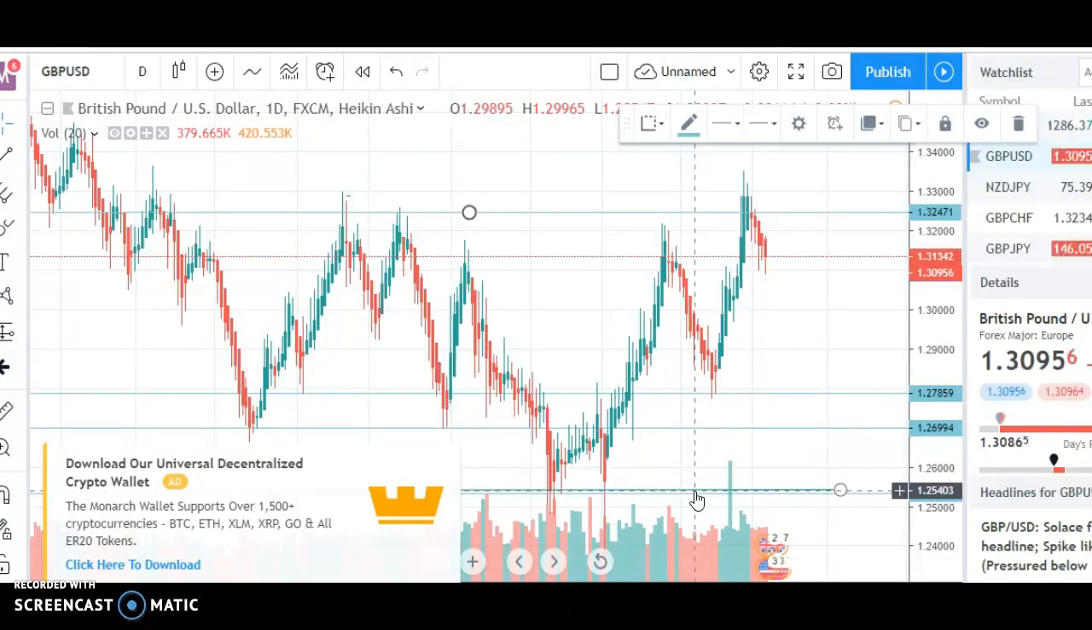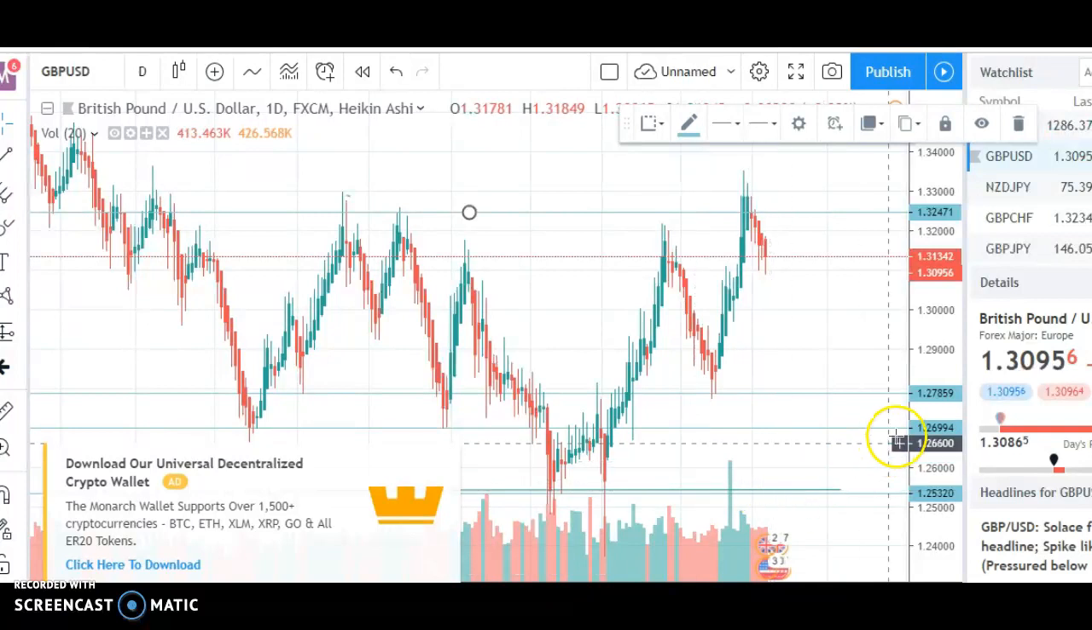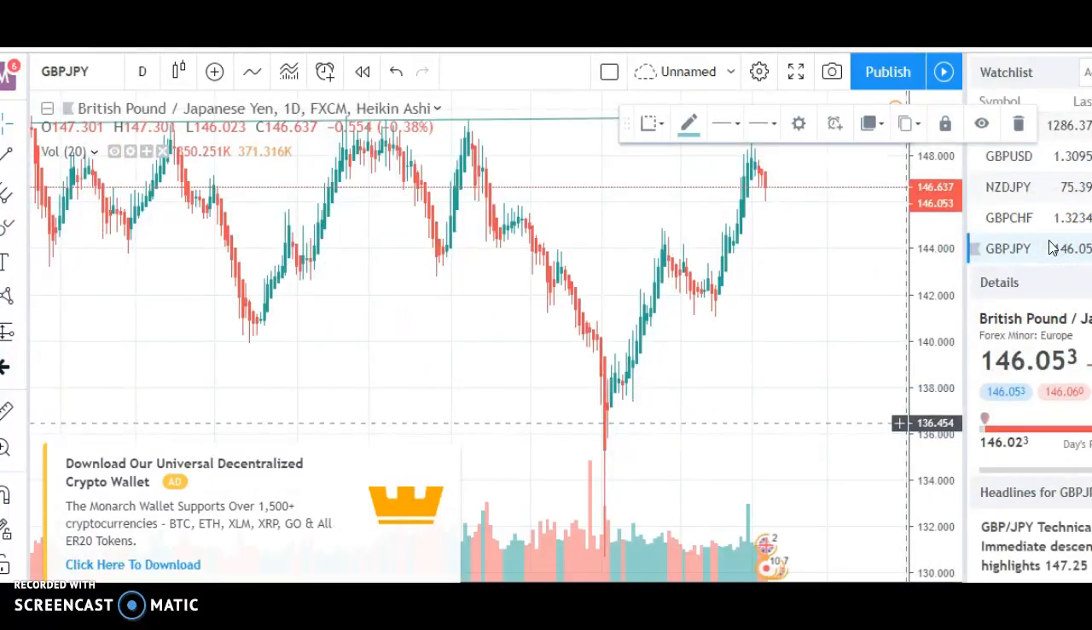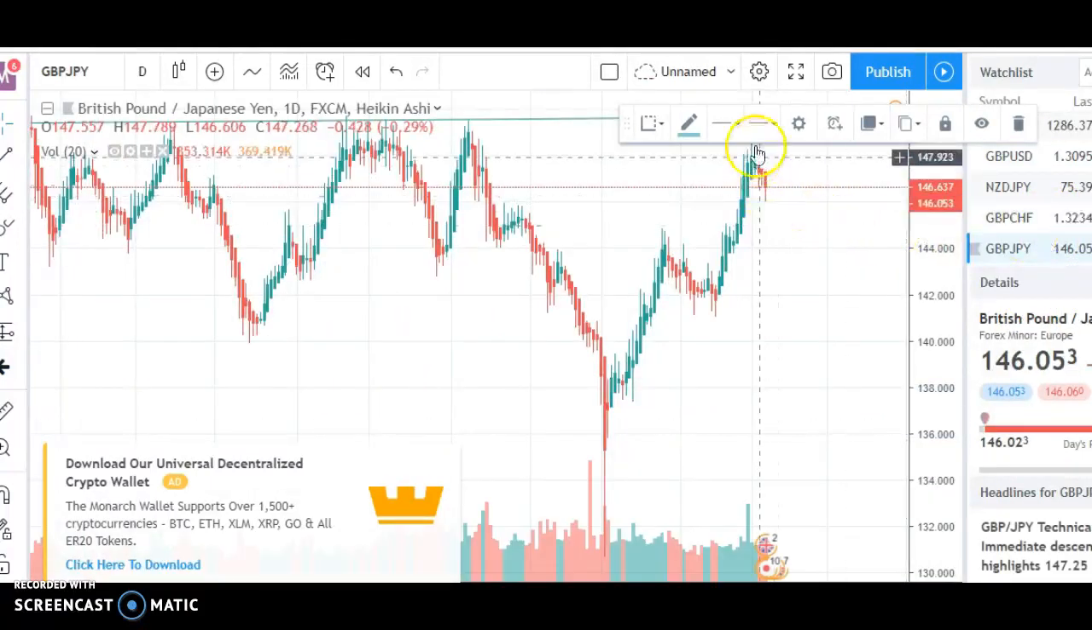I gave you Great Britain pound, right? Look at Great Britain pound, Japanese yen. Look at it, GBP/JPY. Look at it now, for you to see. Can you see GBP/JPY? All the Great Britain pounds are selling. Now look at this. Let me reduce a little for you to see.